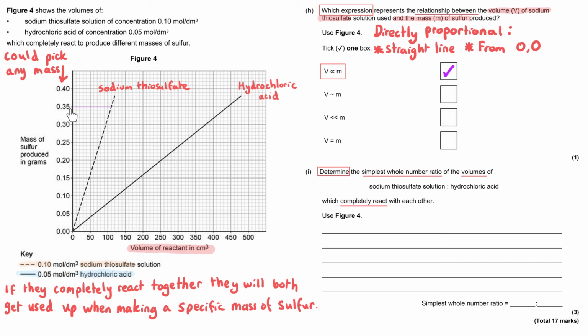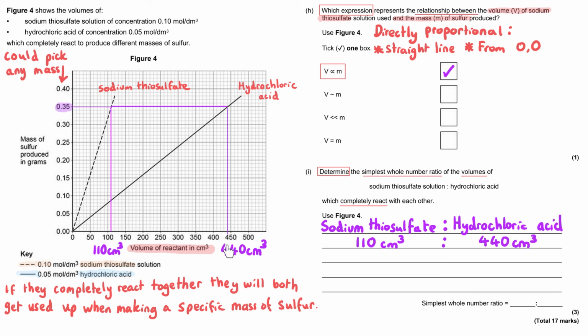So for instance here, at 0.35 grams of sulfur being produced, when we read across, we find out that the sodium thiosulfate is on this minor grid line here, one little square past 100, so that means 110 cm cubed of sodium thiosulfate was required to make 0.35 grams of sulfur. And if we continue reading along this line further, we get to a point on the hydrochloric acid line that is also on a minor grid line. That is one small square before 450. And so that means 440 cm cubed of hydrochloric acid was required to make that particular mass of sulfur.